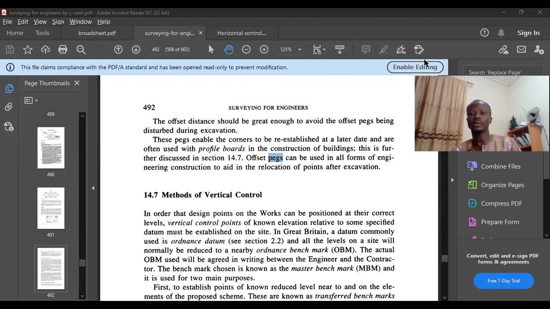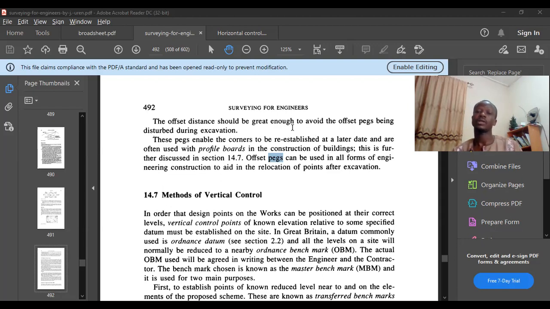Before, we were saying that the design points on the site can be positioned at their correct levels. Vertical control points of known elevation, relative to some specified datum, must be established on the site. There are times where you can have points with known horizontal control, but they don't have height, so they are not vertical controls.